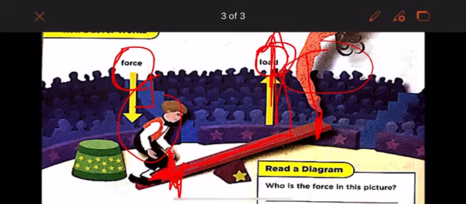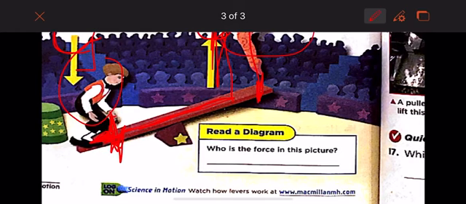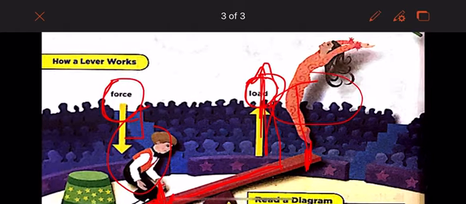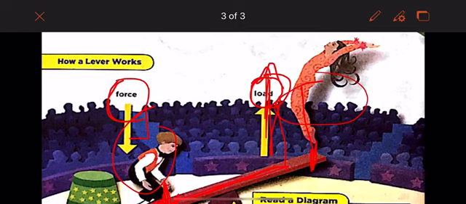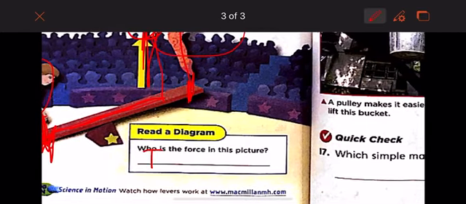Here it says, who is the force in the picture? What do you think? Is the girl the force or is the boy the force? Of course the boy is the force, so write the boy.